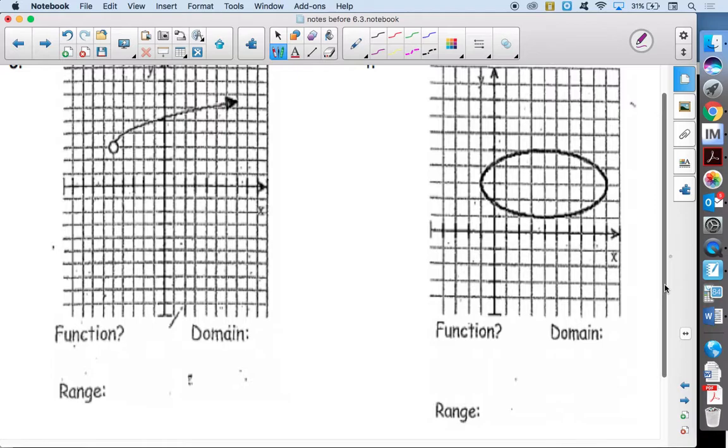Yes, it is a function. It passes the vertical line test. Anybody want to try the domain? Sam? Okay, so wait, domain's the x, right? Yep.